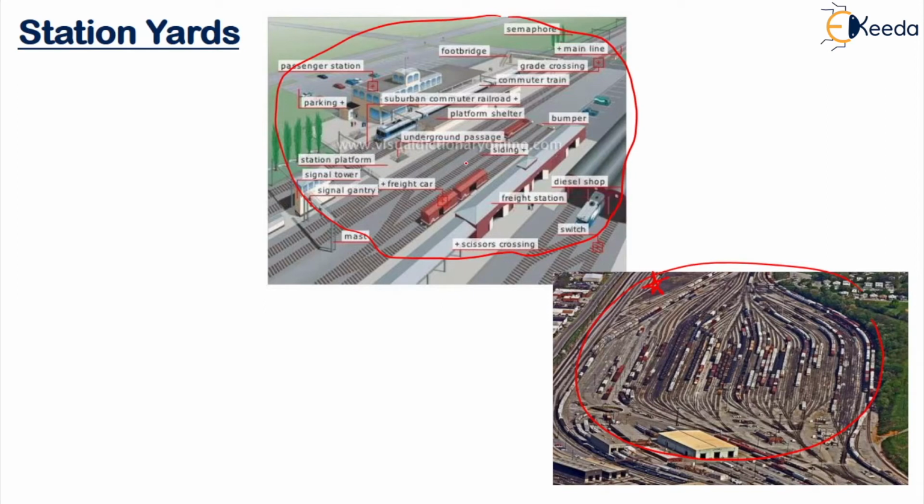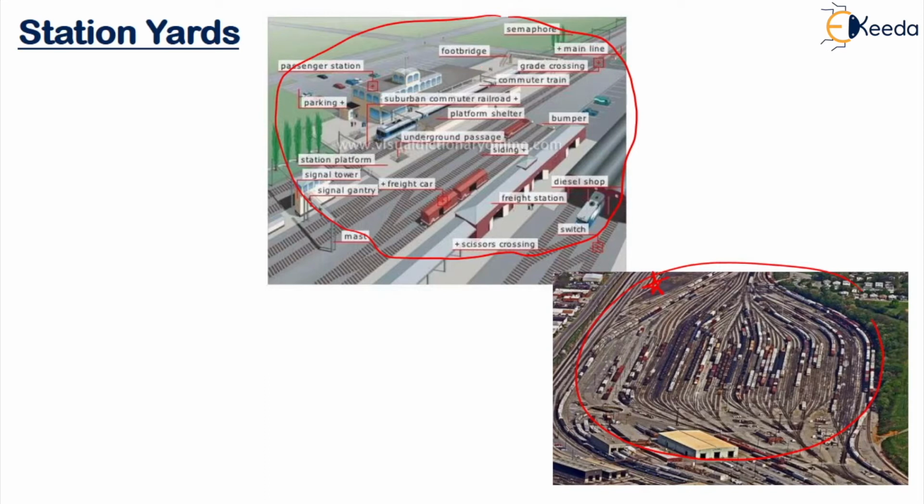So railway tracks where the train will stop, platform shelters, underground passages if there are any, sidings, bumpers, suburban communicator, road rail if any, right, crossings, main lines, footbridge, passenger station, parking, station platform, any signals, right? And signal gantry, different types of crossings, switches, right? Diesel shop, all this will come under your station yard. This everything together is called a station yard.